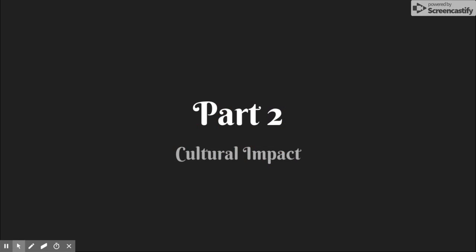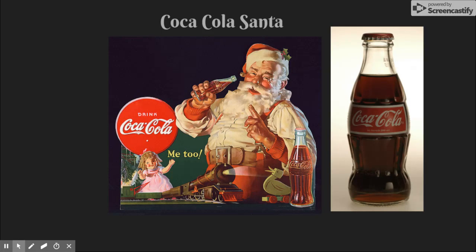Part 2. Cultural Impact. In the 1930s, Santa Claus was depicted by Haddon Sundblom for a series of Coca-Cola advertisements. These iconic pictures were affectionately known as the Coca-Cola Santa advertisements, and have since been used to this day in several other Coca-Cola advertising materials.